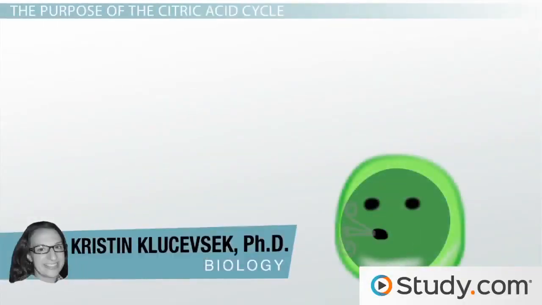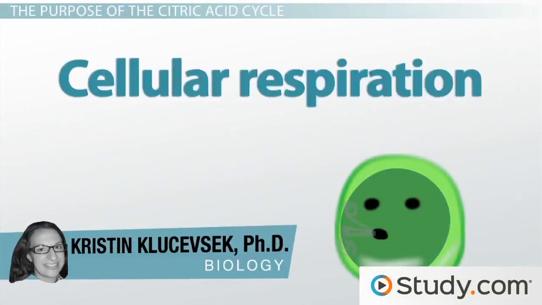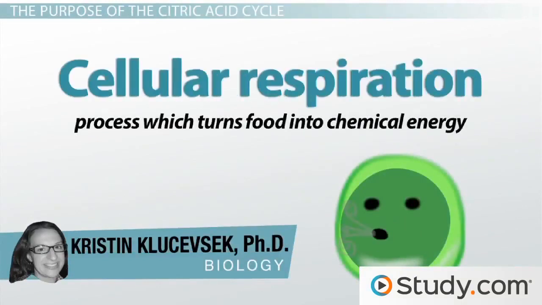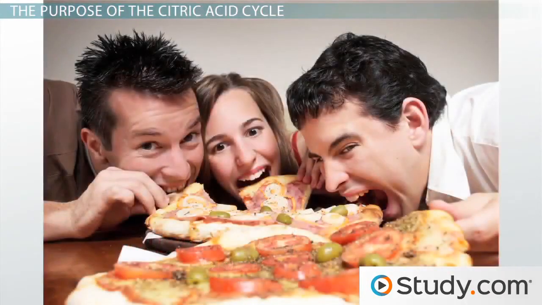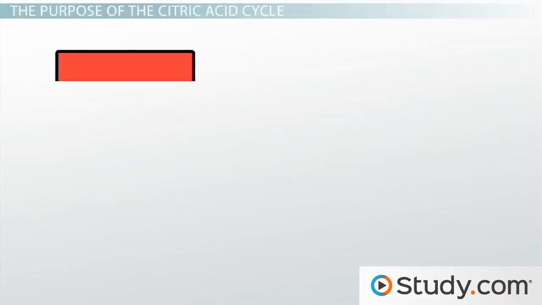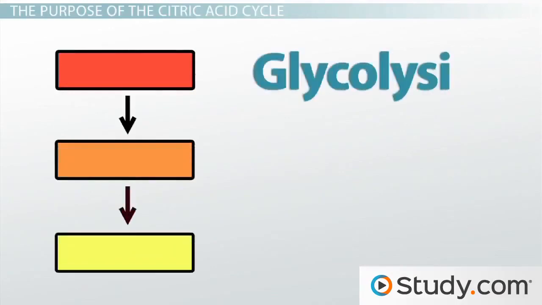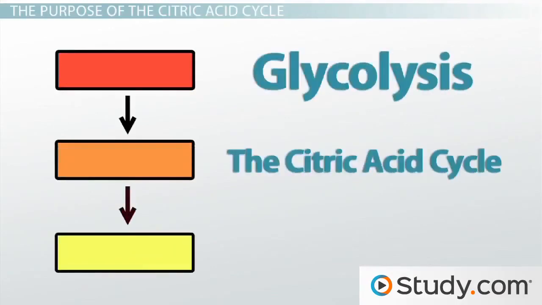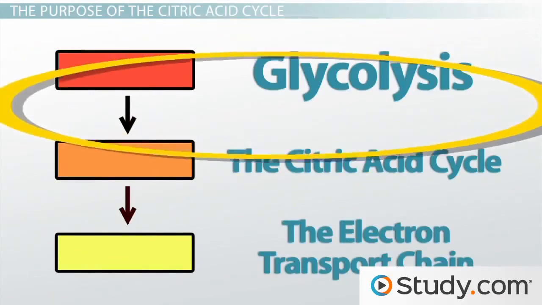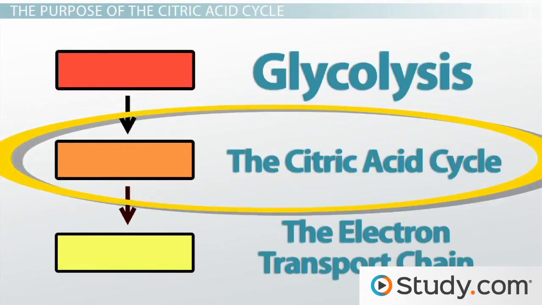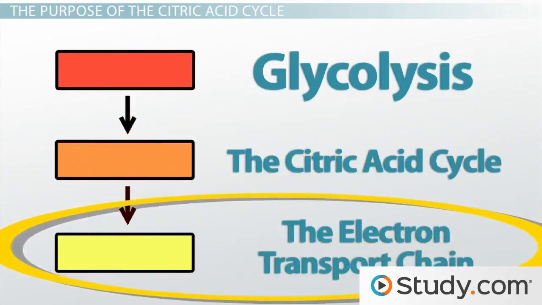In previous lessons, we started to learn about cellular respiration, the process which turns food into chemical energy. We learned how this process begins to use the food we eat and the air we breathe. It's a three-phase process, beginning with glycolysis, followed by the citric acid cycle, and finally the electron transport chain. In this lesson, we'll learn how the products of glycolysis feed into the citric acid cycle, and how the products of the citric acid cycle ultimately end up with the products of glycolysis in the electron transport chain.